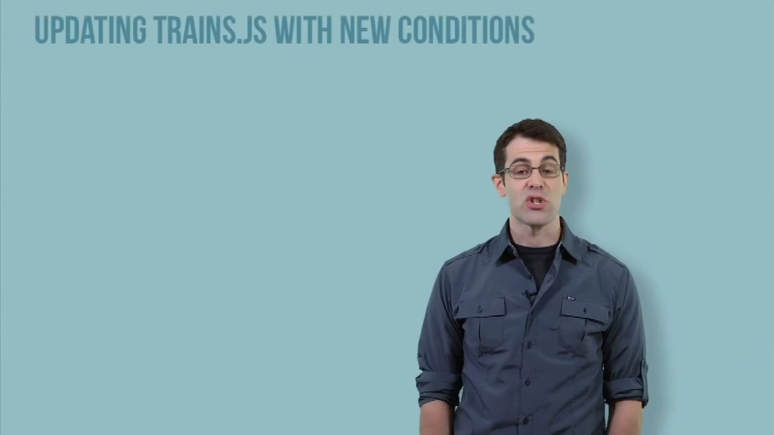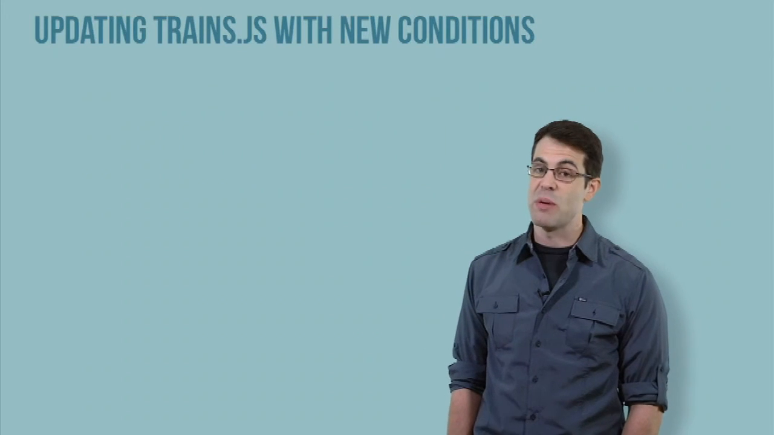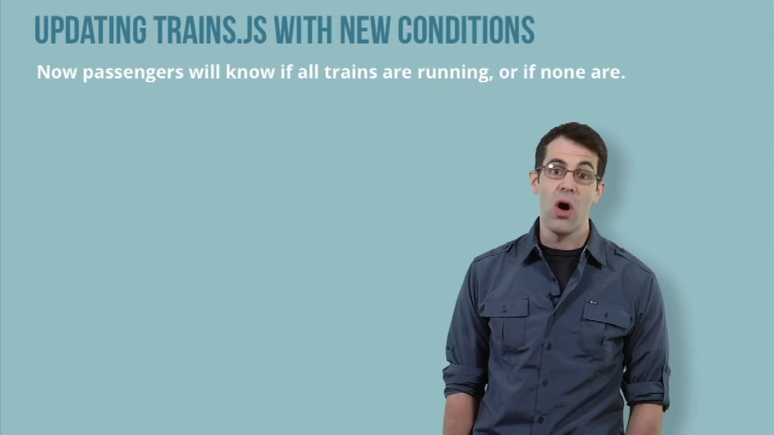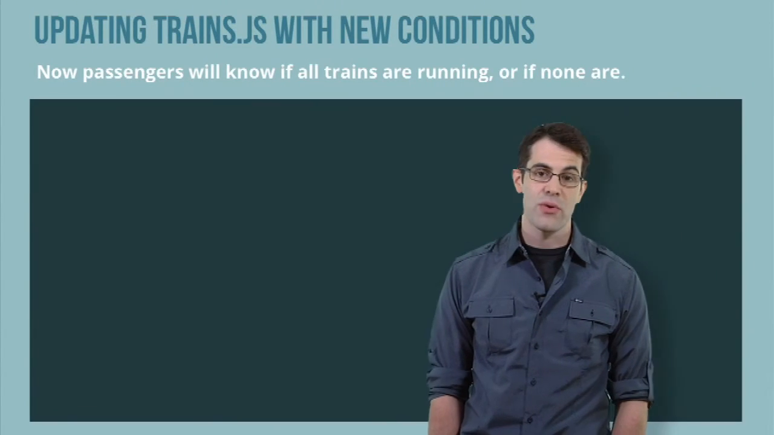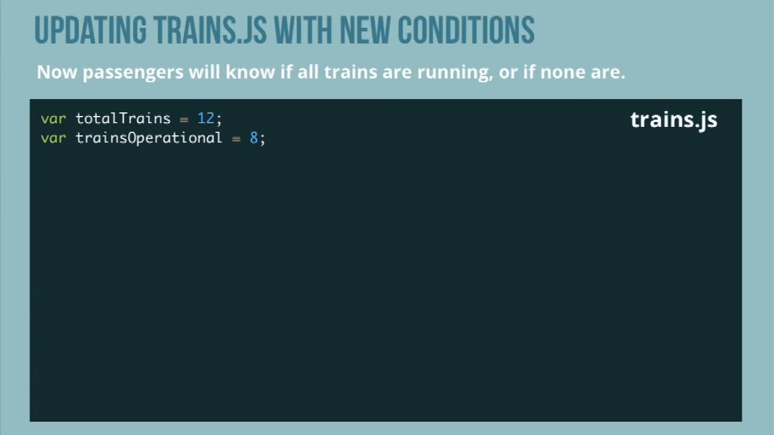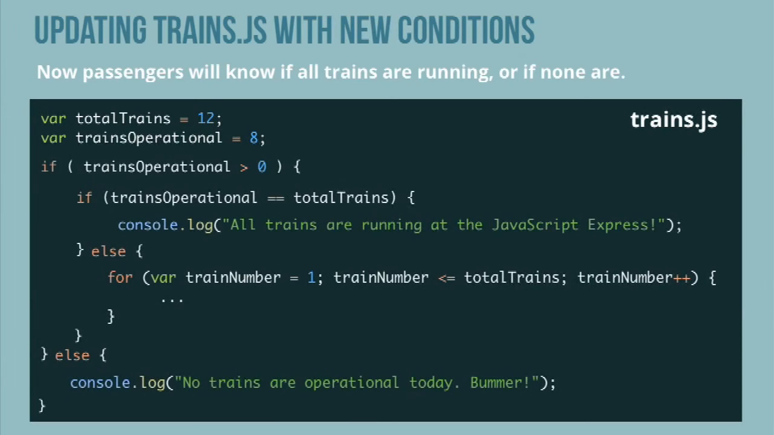So now if we update our trains.js file with our special new nested conditionals, our passengers will know whether all of the trains are running today, or whether none are, or whether it's a mix of the two. Something to note here is that all of our code is very efficient because it's controlled by just 2 variables. Let's see what would happen as we trace through our crazy nested conditional code.